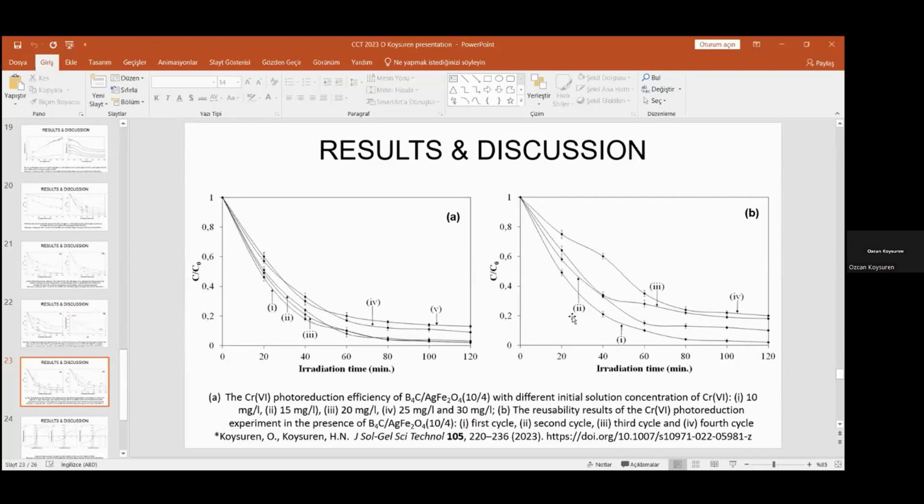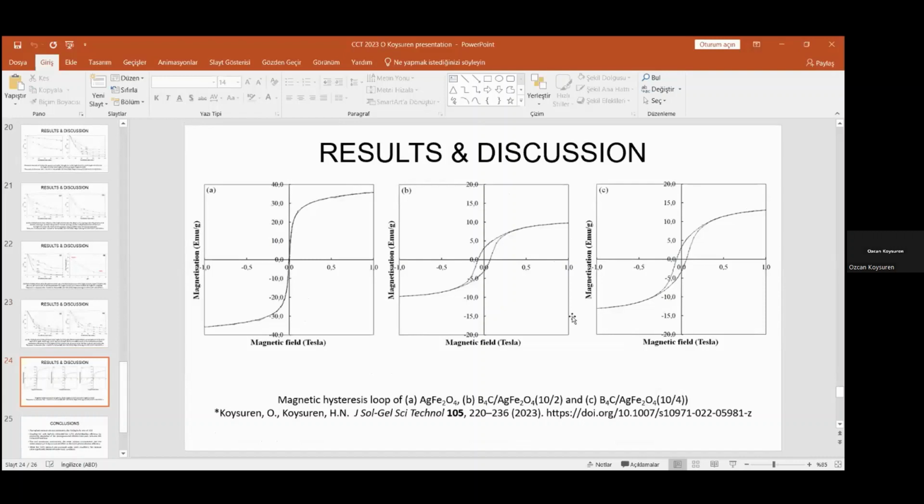When we look at the graph on the right, you will see the reusability test results of the photoreduction experiment. After the 4th cycle of experiment, there is a nearly 20% decrease in the photoreduction rate of chromium-6. This might be due to partial blockage of the effective surface area after the 4th cycle. Just simple cleaning steps are utilized for each step.